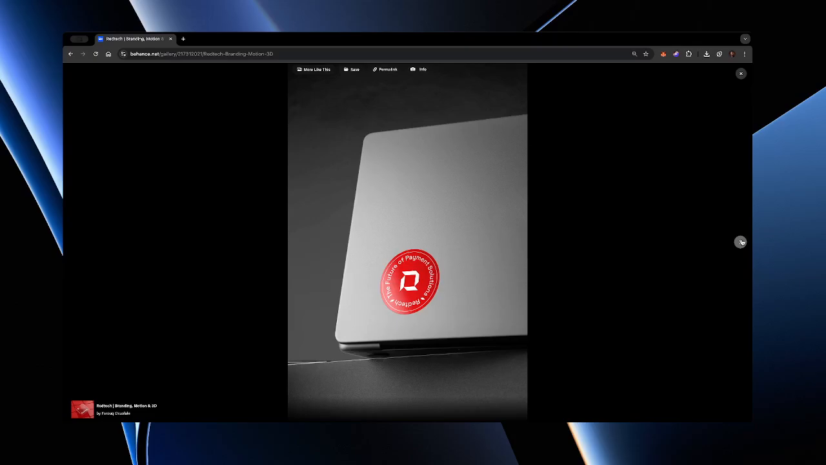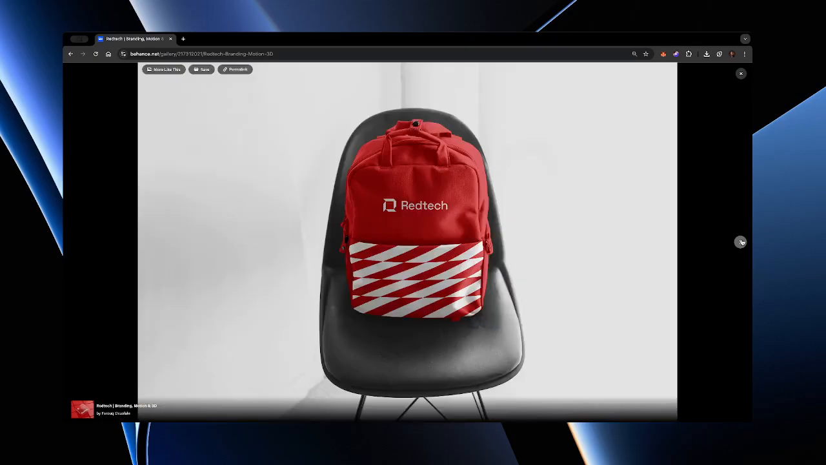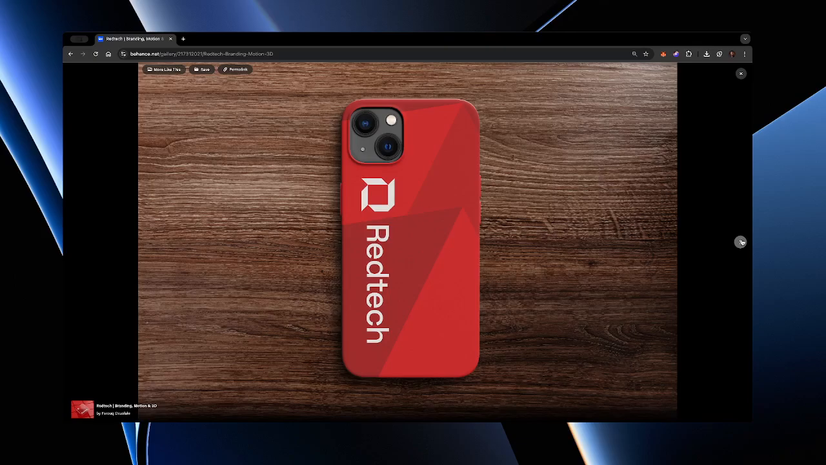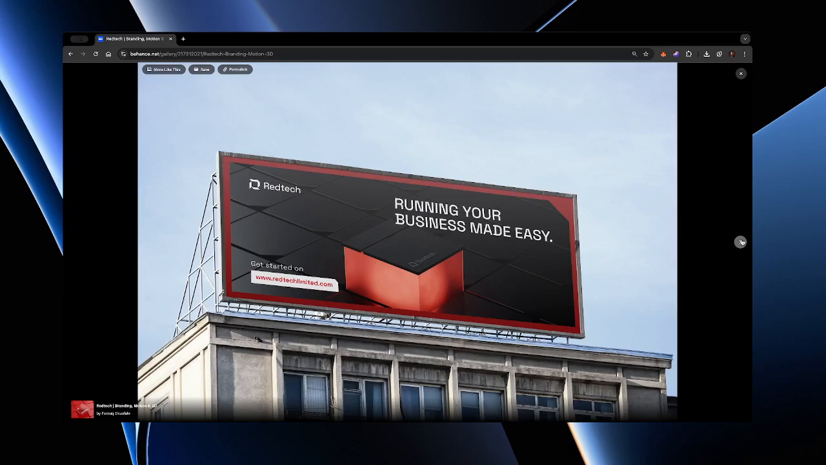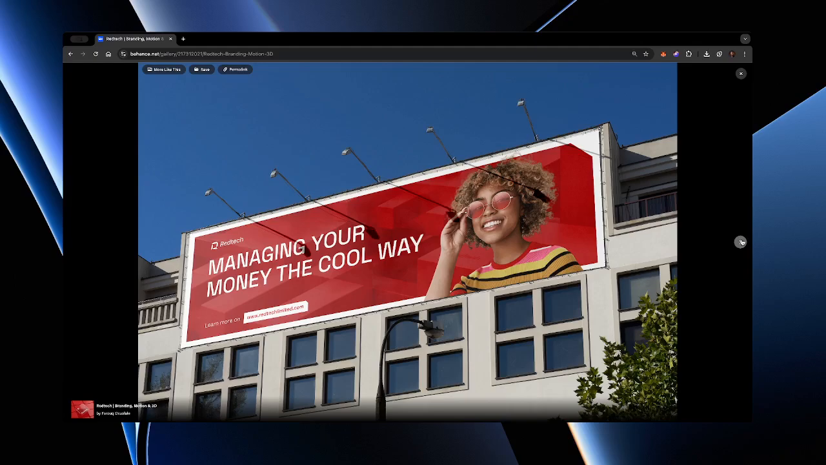We get to see some samples of that. For the bag, we get to see how that would look. Phone case cover, billboard design. We experienced how some of that will feel when it comes to making billboard designs, because we want our clients to see these things. We want them to be able to feel it and understand.